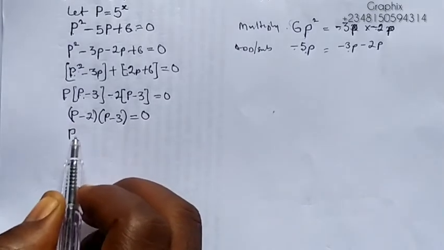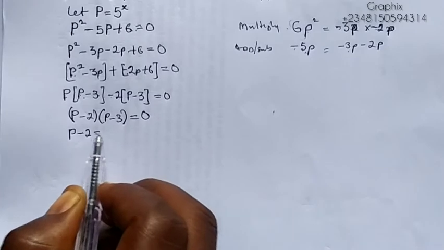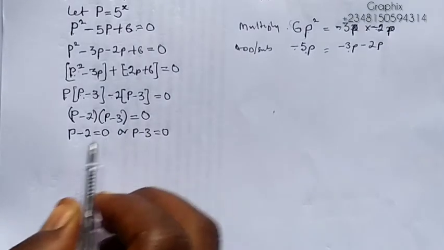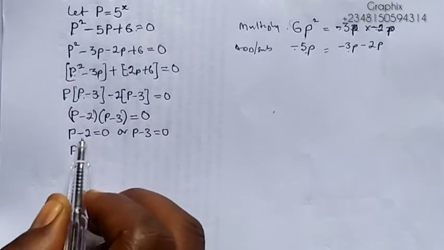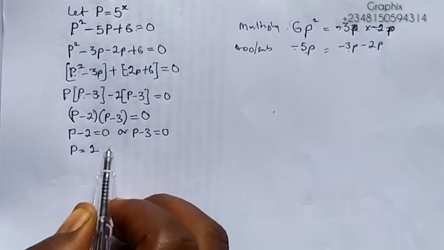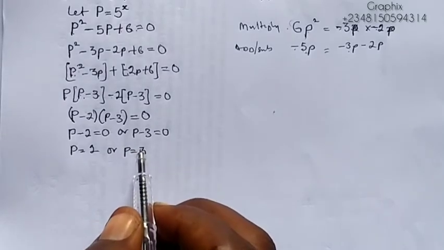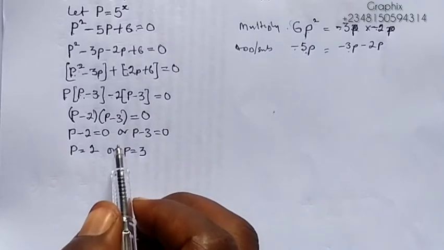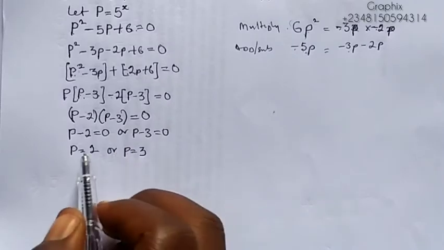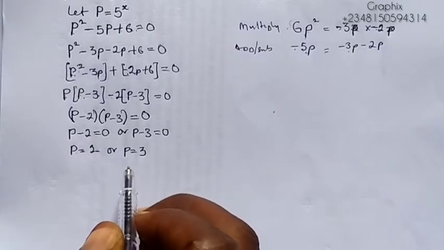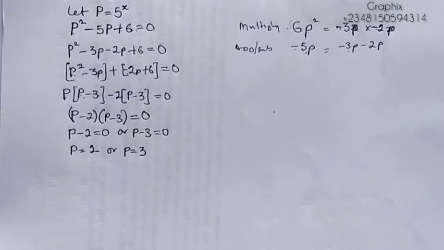Now p minus 2 equals 0, or p minus 3 is equal to 0. So p will be equal to what? If minus 2 comes here, we are having 2, or p will be equal to 3. Right? Now, if you look well, our p is 2, or our p is 3. So from here, this is what we have. We'll move forward.